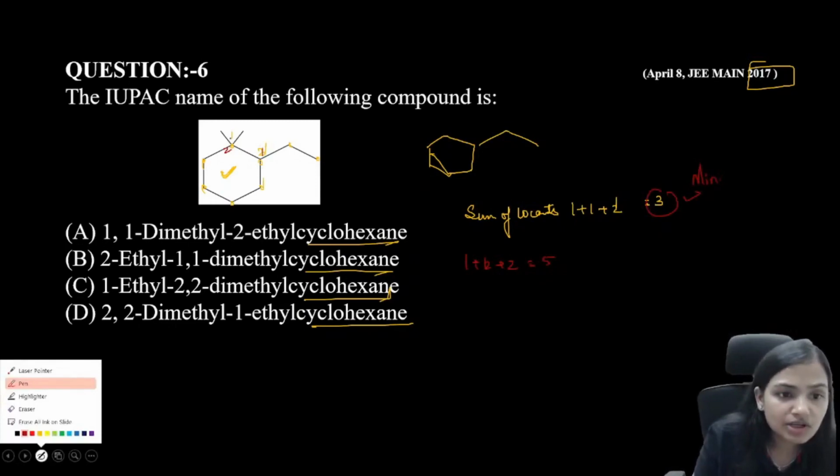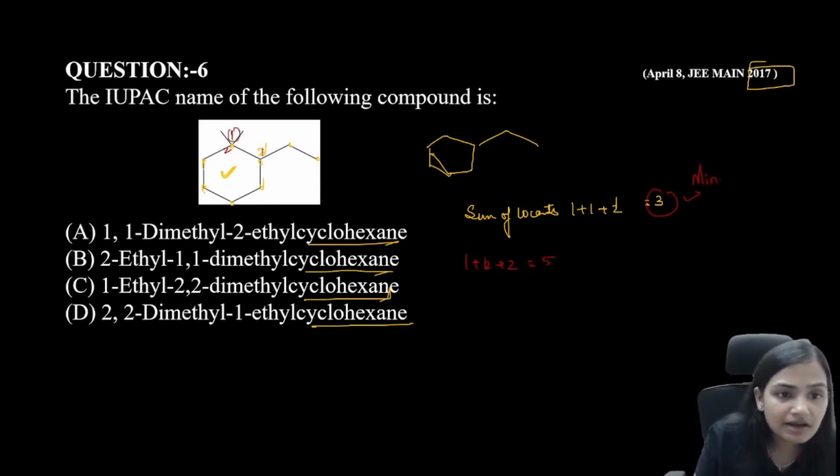So ultimately what will be the name of this molecule? This will be 1, this will be 2, this will be 3, 4, 5 and 6. Considering that, we can say that it has to be 2-ethyl 1,1-dimethyl cyclohexane. Isn't it? Because alphabetically E has to come first, irrespective of the di and M. So the answer is 2-ethyl 1,1-dimethyl, option B.